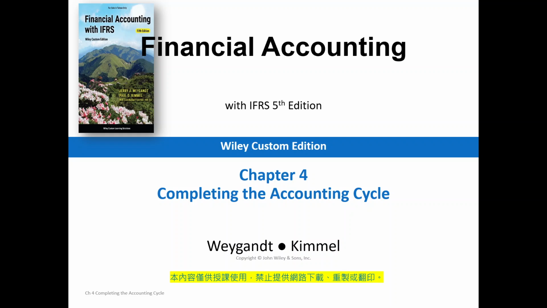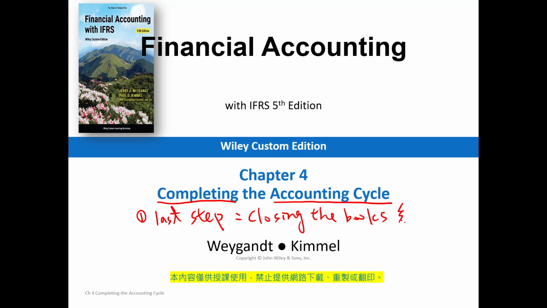So for the accounting cycle, 会计循环, in chapter 4 we finish the last step, okay? So that's why there's not too much content we want to cover. To complete the accounting cycle, our last step is closing the book, 结账. Okay, so that's the first thing we want to talk about.